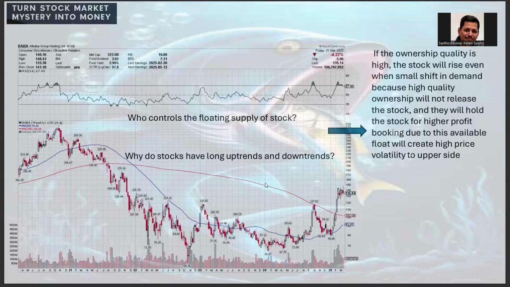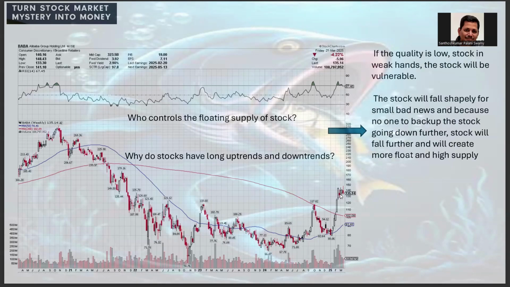If the ownership quality is very high, the stock will rise even with a small shift in demand. You can see it here, from 80 to 135 with a small demand rise, very quickly. When it is going high, the ownership will not release those stocks. That means the float will still be less and they will hold the stock for higher profit booking. Due to this, the available float will create higher price volatility to the upside.